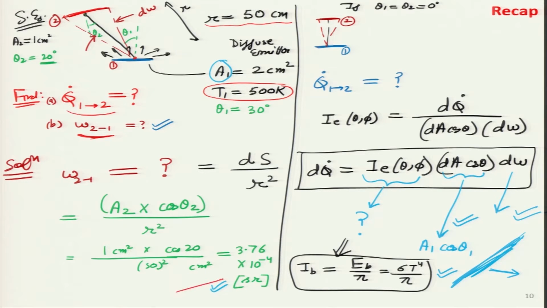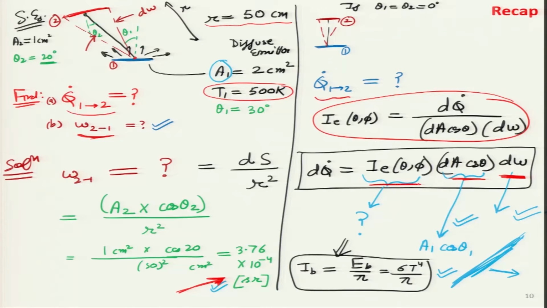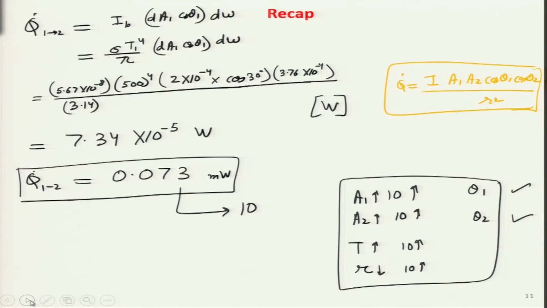So, the solid angle we have calculated over here, very simple, and in order to calculate q dot 1 2, we have to use this particular expression, and the values of all these things are known to us now, and the I value we have figured out by making the black body assumption over here. So, we plug all those particular variables in, and we get a very small number in this particular case, because the areas are very small for both cases.